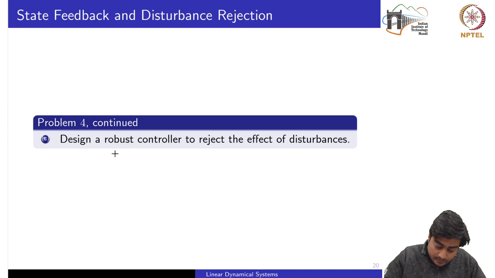So now we want to design a controller. You can call it a robust controller or a disturbance rejection controller, so that the effect of the disturbances on the closed loop response of the system can be nullified.